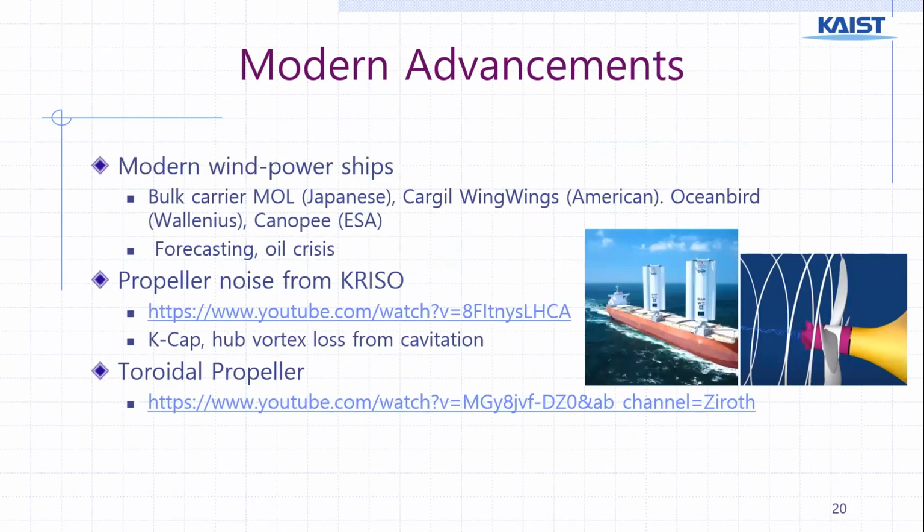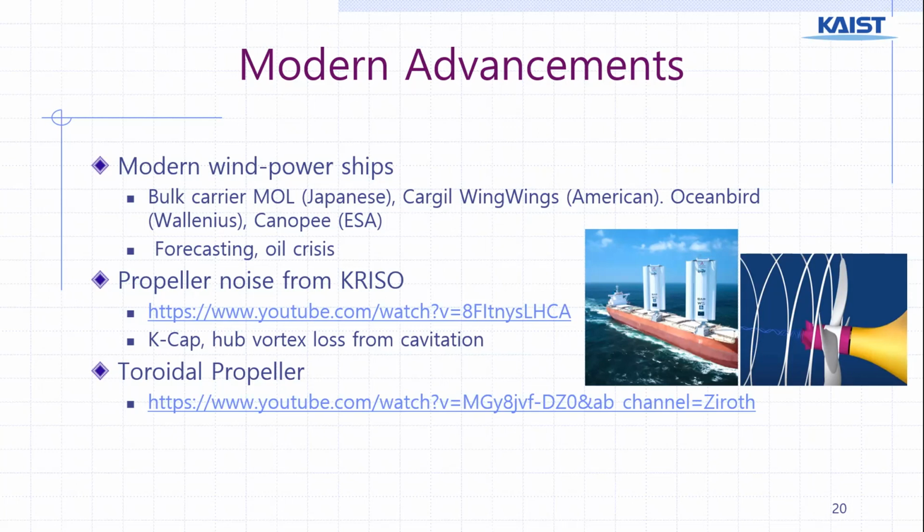And then for my final slide, I just wanted to briefly talk about modern advancements in this area. Originally on this PowerPoint, they had something regarding a development from CRISO on the bottom right here. I'm not going to play the video, but it's essentially the pink magenta color. It's a K-cap, and it's something that's attached to the back of the propeller, which decreases the loss from the cavitation caused by the propeller through a hub vortex.